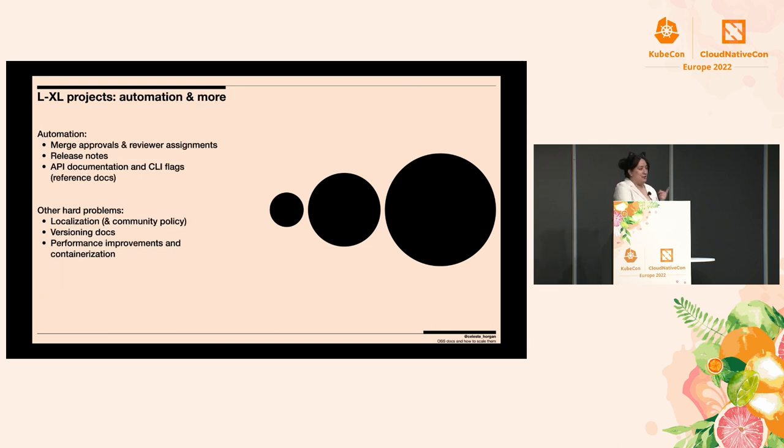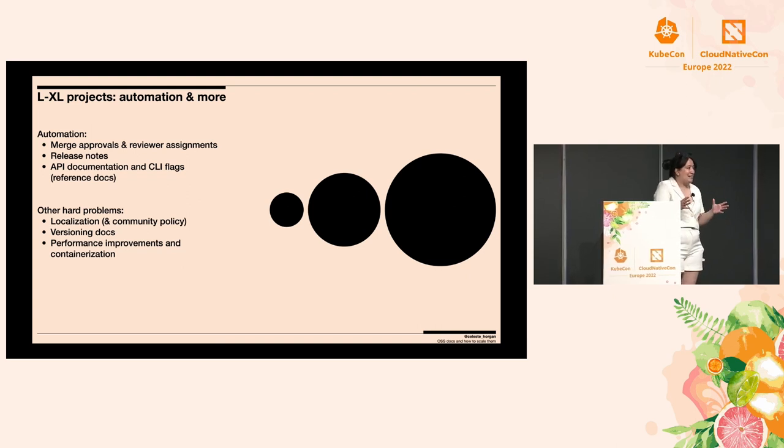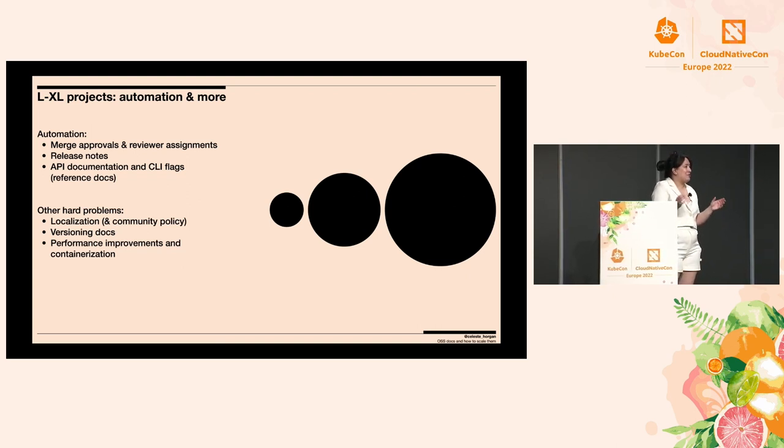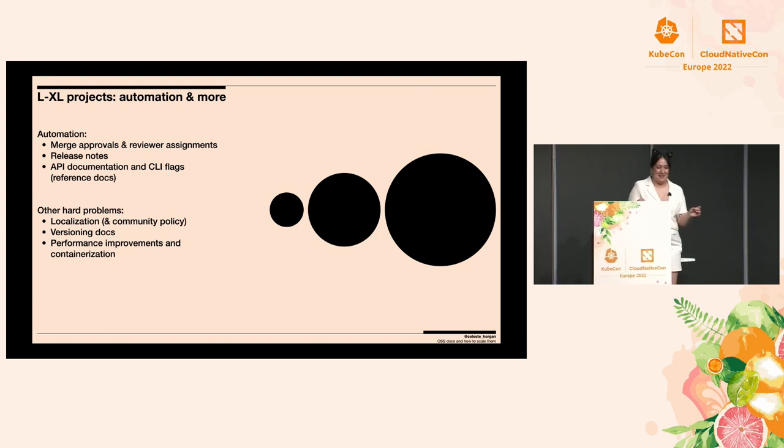Automations, merging approvals and reviewer assignments. Documentation, particularly if you have technical writers on staff, requires a very different kind of review than most projects are used to. The other thing with documentation review is that people feel they all have an opinion on it, because it's just English language, right? I know how to write, I know how to talk. Managing reviews so that they don't become pedantic is a super important skill to start thinking about as a large project.